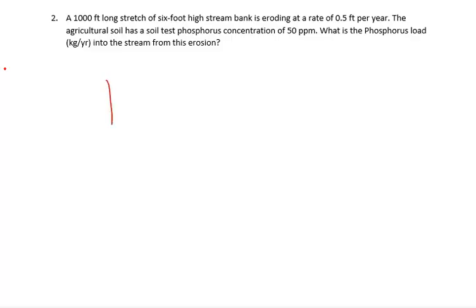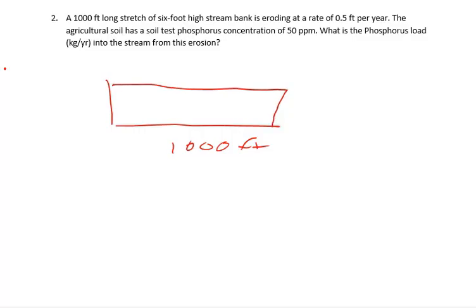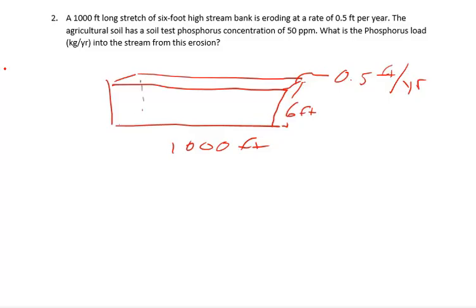So I have a 1,000 feet long bank, and I'm going to do a section that's 6 feet high. Obviously, you have a little more real life, a little more variation than geometry. And then it's eroding at, I'll see if I can do this here, 0.5 feet per year. So I want to know how much soil is in this box, and then how much phosphorus is in there.